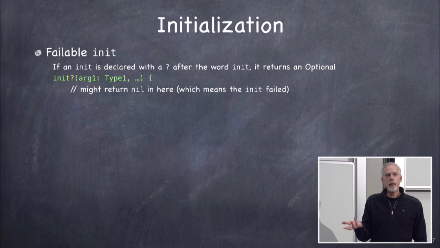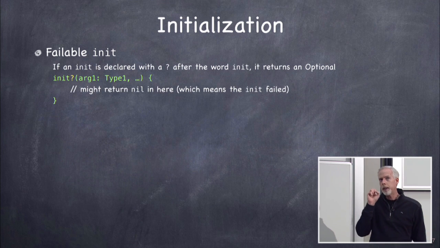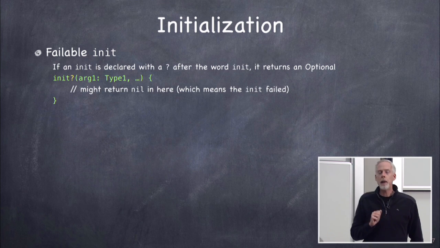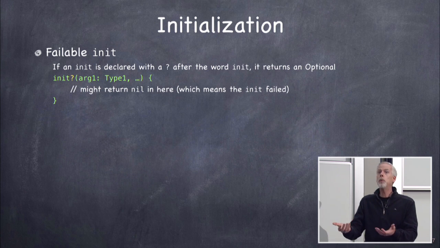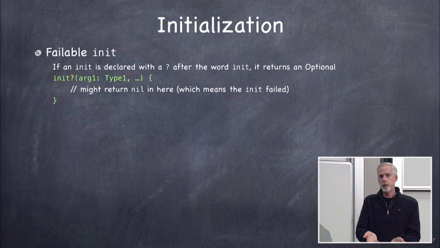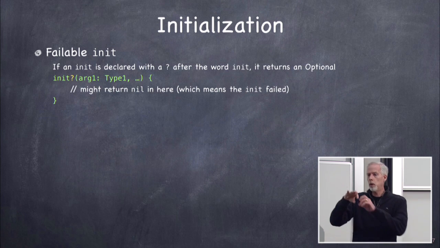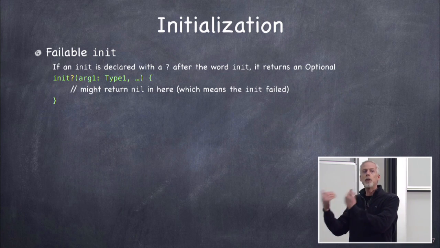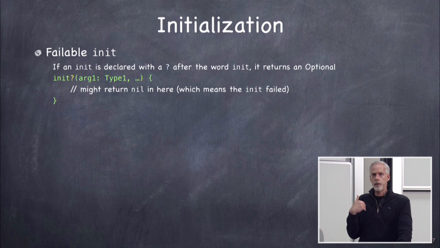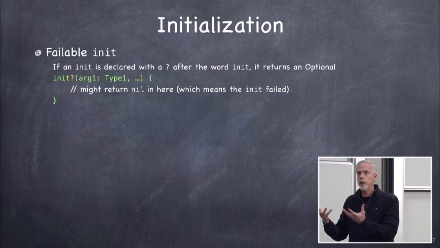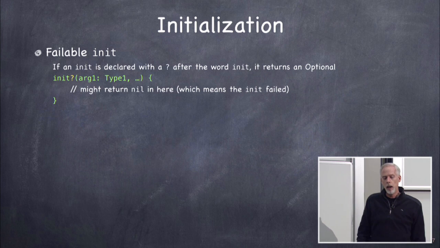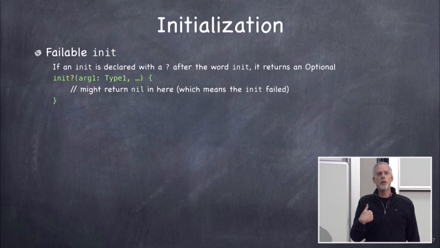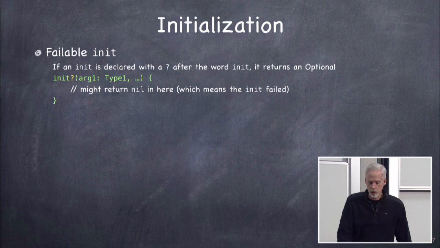Failable inits, we talked about these with Double. If you put a question mark after your init, that means that this init can fail. And that means that when you create this thing, it will return an optional version of this class. So we saw that with Double, right? If we said Double parentheses string, it returned an optional Double. It was a failable init. That's because you could have said Double of hello, and it'd be like, I can't turn that into a Double. Fail. And the way you fail out of a failable init is you just return nil. Otherwise you don't return anything out of init, it just initializes. But the one time you return anything is out of a failable init, you can return nil.